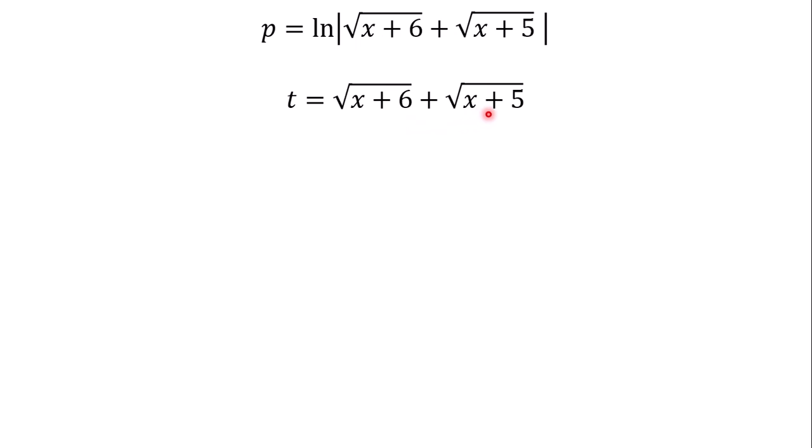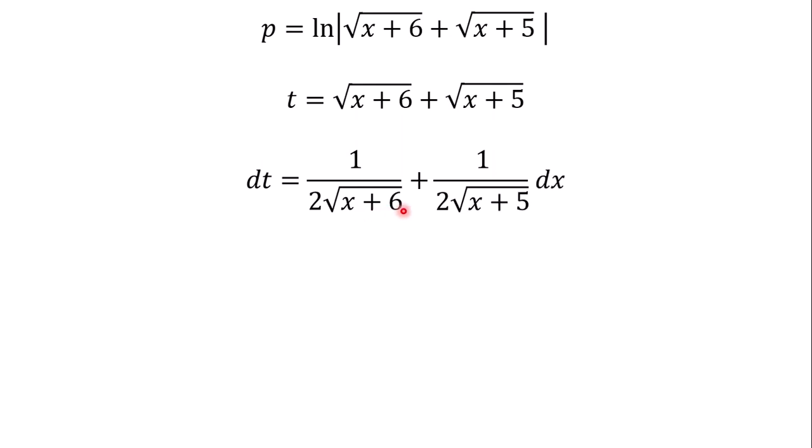The same thing is applied to this one. So this one will give us dt over dx equal to 1 over 2 times the square root of x plus 6, plus the same thing applied here, 1 over 2 times the square root of x plus 5. Good. This one here is the other part we didn't rationalize. Alright, that was the main answer to that one, and we didn't rationalize.